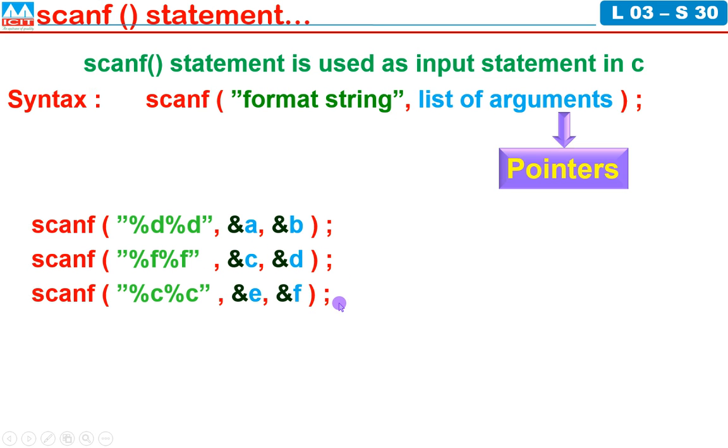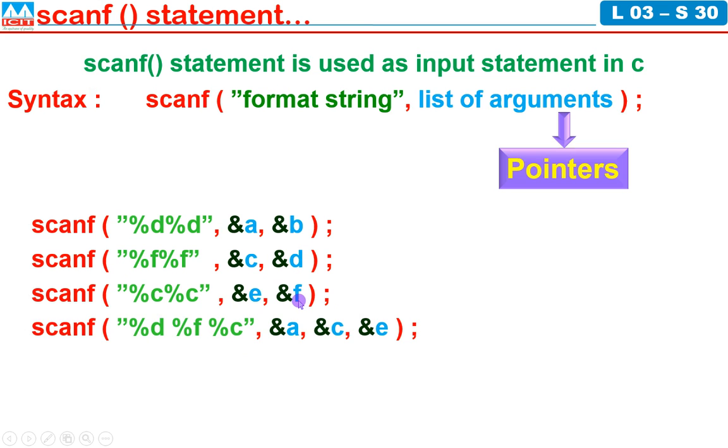The first character will be received in the form of character and stored in the variable E, and the next character will be received as a character and stored in the variable F. It is not necessary to take 2 integers, 2 floats, 2 characters. You can take an integer, a float and a character based on your requirement.